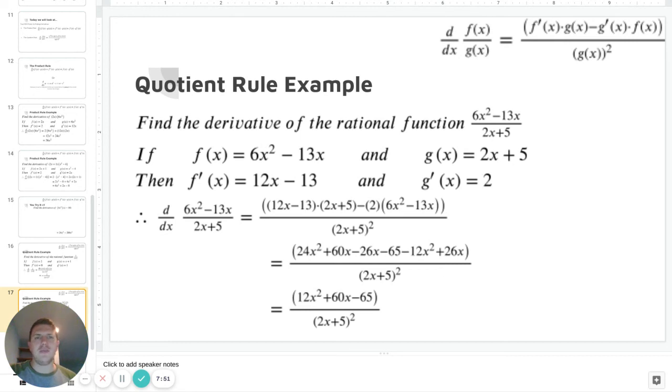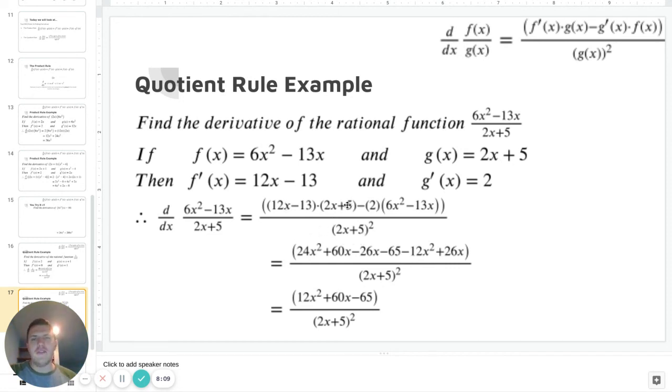And then once again, I just replace derivatives with regular functions in the formula. So the derivative of this rational function becomes 12x minus 13 times 2x plus 5, minus 2 times 6x squared minus 13x, all divided by, once again, that g of x just stays squared. We don't have to simplify it right there.